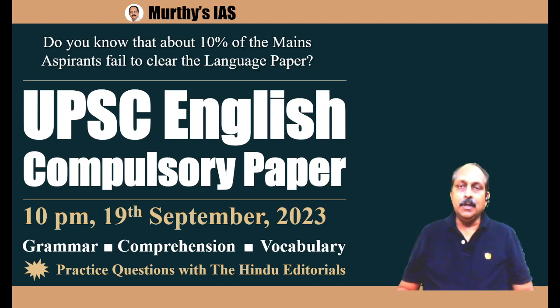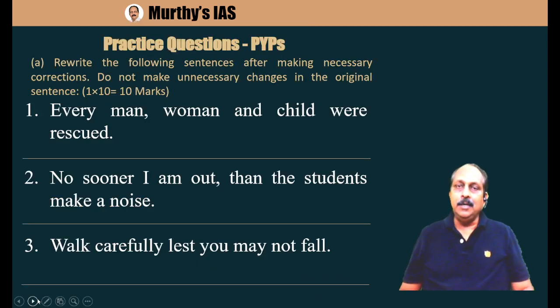I will start the session with a question. Do you know that about 10% of the mains aspirants fail to clear the language paper? According to studies, about 10% of the mains aspirants fail to clear English compulsory paper every year. That is really surprising. Keeping that in mind, from now on, I'll be bringing regularly questions related to English compulsory paper. To begin with, I'm going to bring grammar based questions, and slowly I'll bring questions based on grammar, comprehension, and vocabulary. Today, I have brought 9 questions.